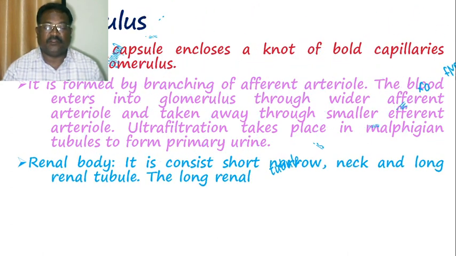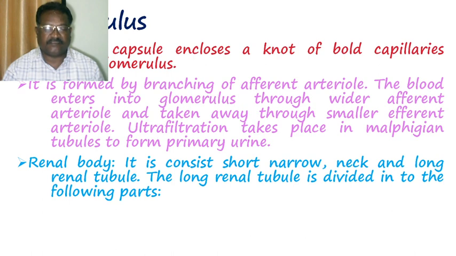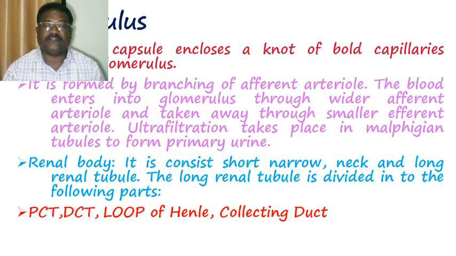Now this is the renal body. The renal body is the second part of the uriniferous tubule, and it consists of a short, narrow neck and a long renal tubule. The long renal tubule is divided into the following parts: PCT, that is the proximal convoluted tubule, the loop of Henle, DCT, that is the distal convoluted tubule, and the collecting duct. These are the four parts of the renal body.